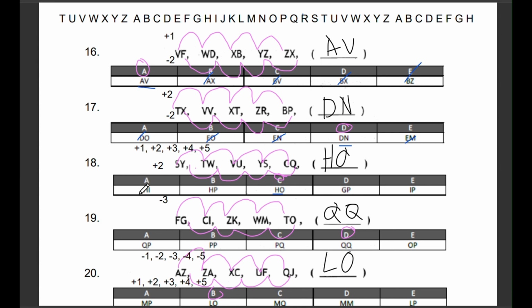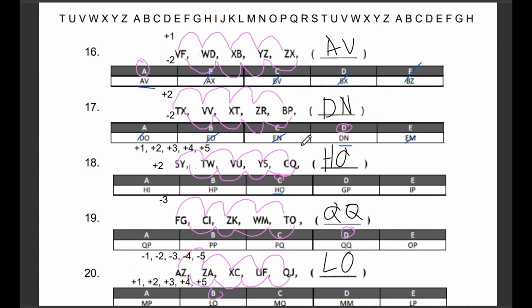Let's break it down. The first letters add 1, then 2, then 3, then 4, then 5. S to T, T to V, V to Y, Y to C, C to H. The second letters drop 2 each time. Y to W, W to U, U to S, S to Q, Q to O. That means H blank O appears only in option C.